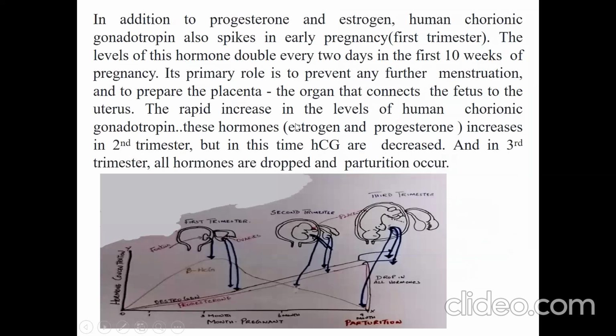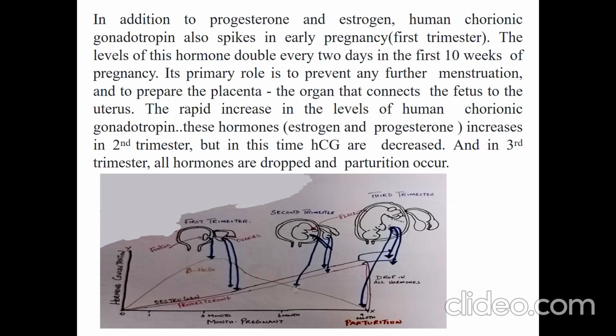In addition to the progesterone and estrogen, human chorionic gonadotropin, already we said, spikes in the early pregnancy, that is in the first trimester. We have 3 trimesters: first 3 months, second 3 months, and third 3 months. In the first trimester, the human chorionic gonadotropin is going to be at the peak level. That will be more in amount. The level of this hormone doubles every 2 days, that is in the first 10 weeks of the pregnancy.